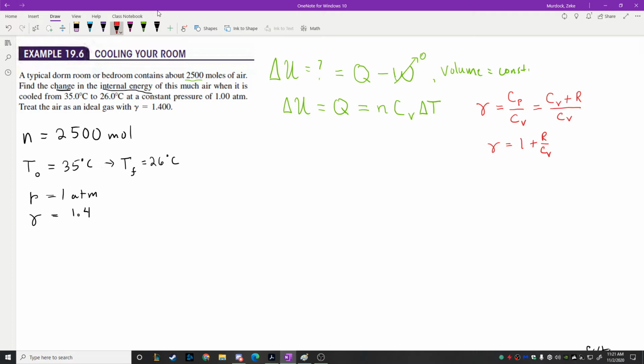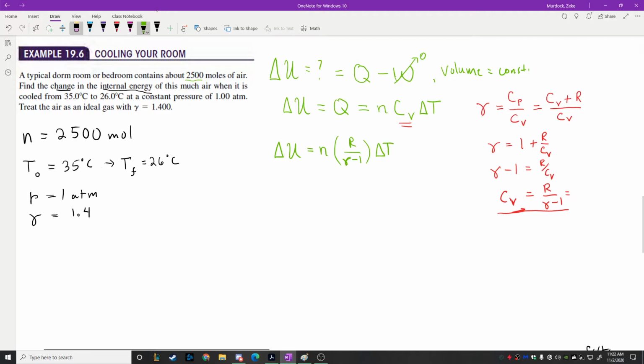Now we want to isolate CV, so we have gamma minus 1 is R over CV, which means that CV is equal to the gas constant divided by gamma minus 1. We can take that quantity and plug it right in. So we'll get delta U is N times R over gamma minus 1 times delta T. That's a gamma. Looks like a little R though, doesn't it?